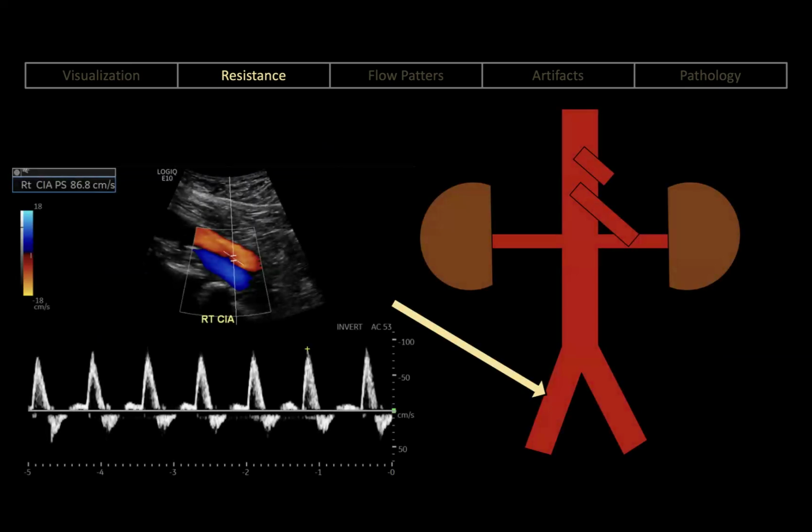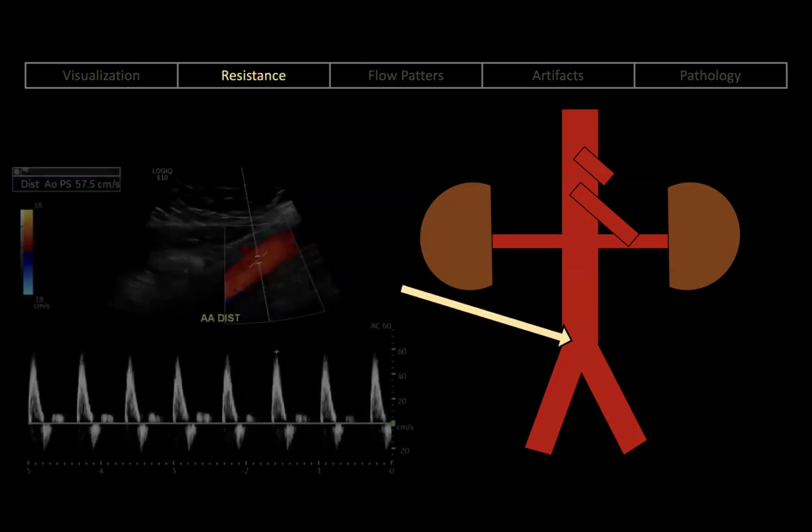So let's look at a few different examples of what resistance looks like in different parts of the body. Here we have a representation of the iliac artery, and here we can see a very high resistive index because blood is going to resting muscle. Since that's the only thing being perfused here, there are no organs in the lower extremities, it's all going to be high resistance in a resting muscle state.